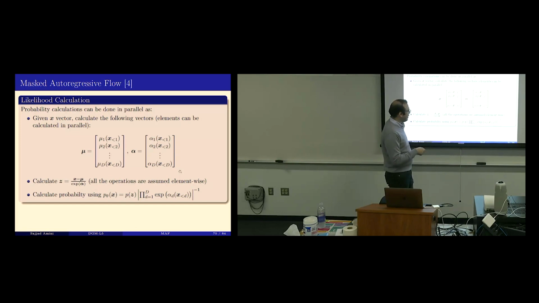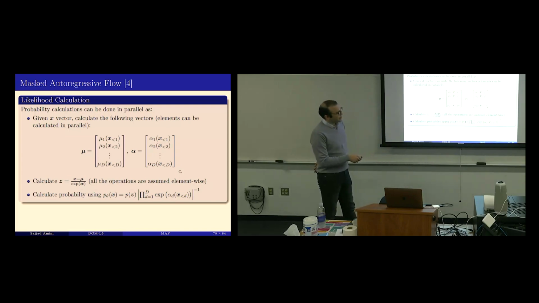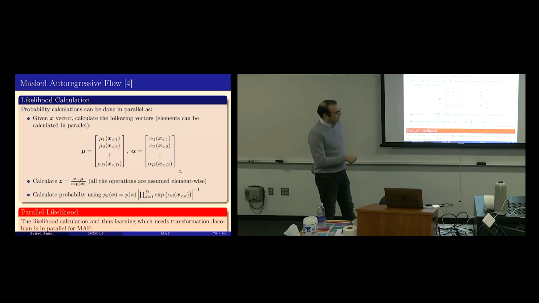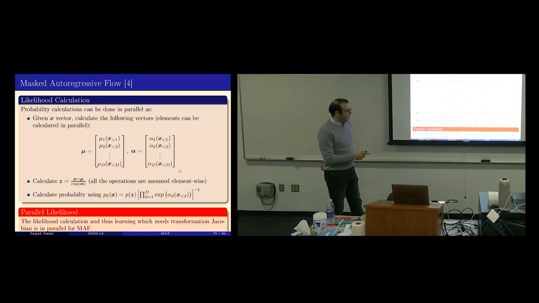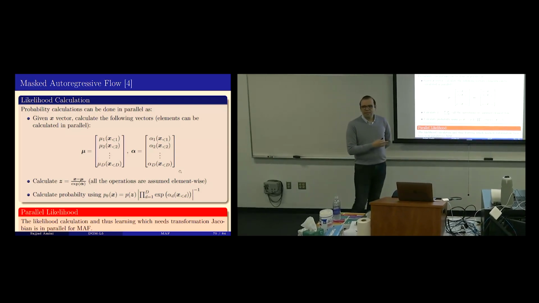And finally, you can calculate the likelihood that you want using the change of variable theorem. Once you find z, the likelihood of what you observe is the likelihood of that z, normalized using the determinant of the Jacobian matrix as we saw before. And the determinant of the Jacobian, as we see in the MAF, masked autoregressive models, is this term. So the likelihood calculation is in parallel, so it can be very fast and it is efficient in terms of learning the model.